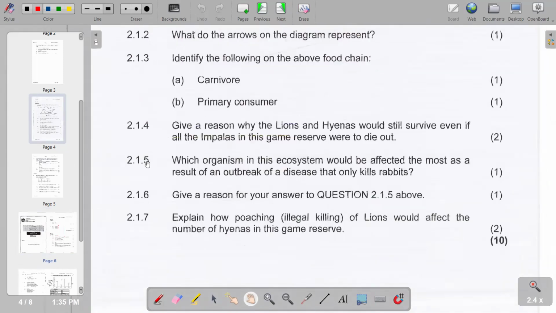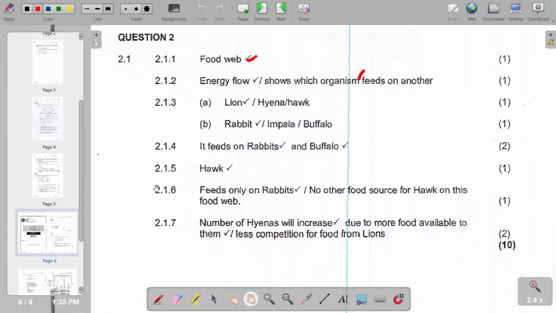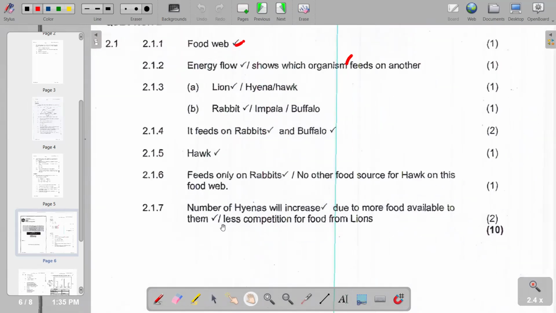Then we go to 2.1.7, explain how poaching, or illegal killing of lions, would affect the number of hyenas in this game reserve. Obviously, the number of hyenas will increase due to more food available to them because they are feeding on the same food. If the lions die, it means that the hyenas are the only ones left to eat that food, so they will increase. So our response is that the number of hyenas will increase due to more food available to them or less competition for food from lions. So that is what we have on question two.